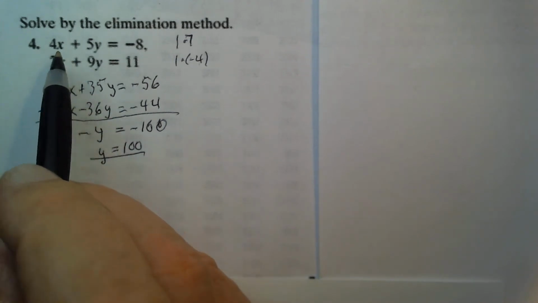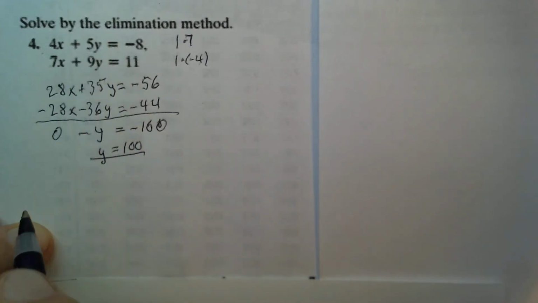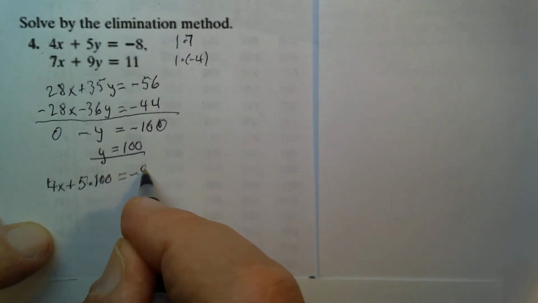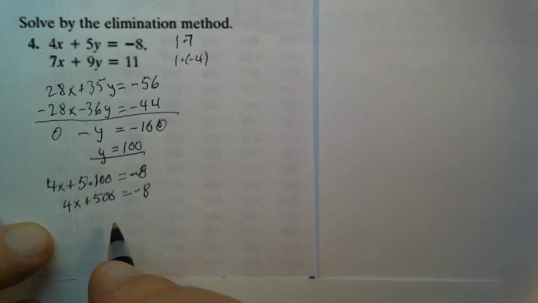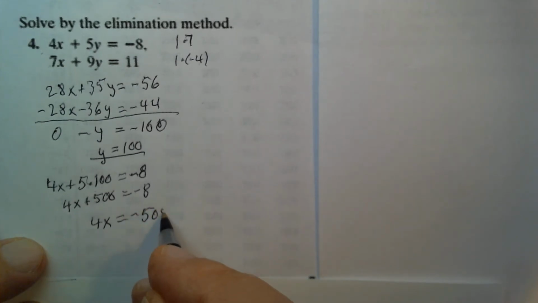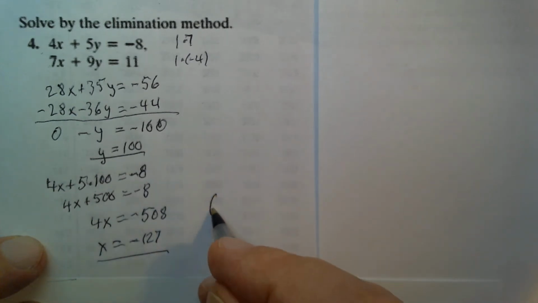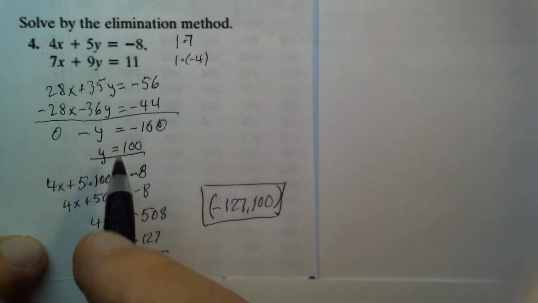Then let's say we use the first equation to find out what x is. In the first equation, we replace y with the number 100. So 4x plus 5 times 100 equals minus 8. So it means that 4x plus 500 equals negative 8. When we subtract 500 on both sides, we get 4x equals minus 508. And when we divide on both sides by 4 to isolate x, we find that x is equal to minus 127. So then the ordered pair, minus 127, 100, is the solution of the system of equations here.